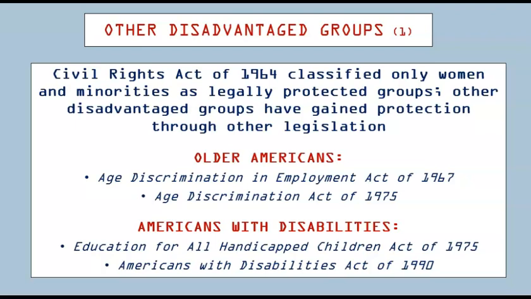Now we want to look at other disadvantaged groups, because in 1964, the Civil Rights Act only classified women and minorities as legally protected groups. So there were other disadvantaged groups that didn't have protections in that legislation. And included in those are older Americans who gained protections through the Age Discrimination in Employment Act of 1967 and through the Age Discrimination Act in 1975. You also had Americans with disabilities who gained protections from the Education for All Handicapped Children Act of 1975, and then the Americans with Disabilities Act, or ADA, of 1990.